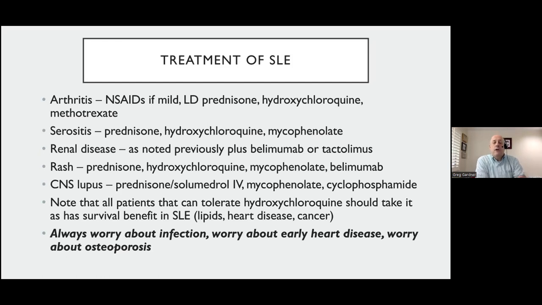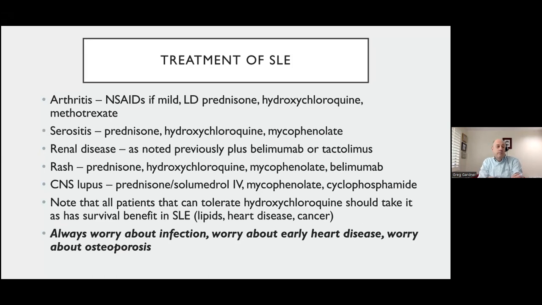NSAIDs can be used for arthritis. Low-dose prednisone and hydroxychloroquine are great for this manifestation as well. Methotrexate can also be used in some patients. For serositis, prednisone, hydroxychloroquine, and mycophenolate, depending on how severe it is. Renal disease, we often use cyclophosphamide or mycophenolate. I think most of us are now using mycophenolate just because it's less likely to put a young woman into non-childbearing status, because it doesn't affect the eggs permanently like cyclophosphamide can.